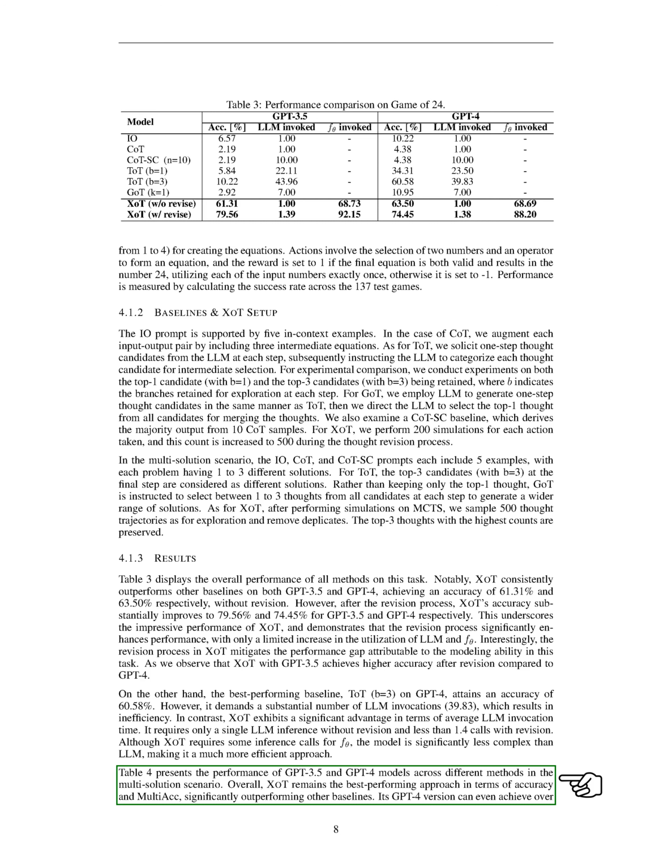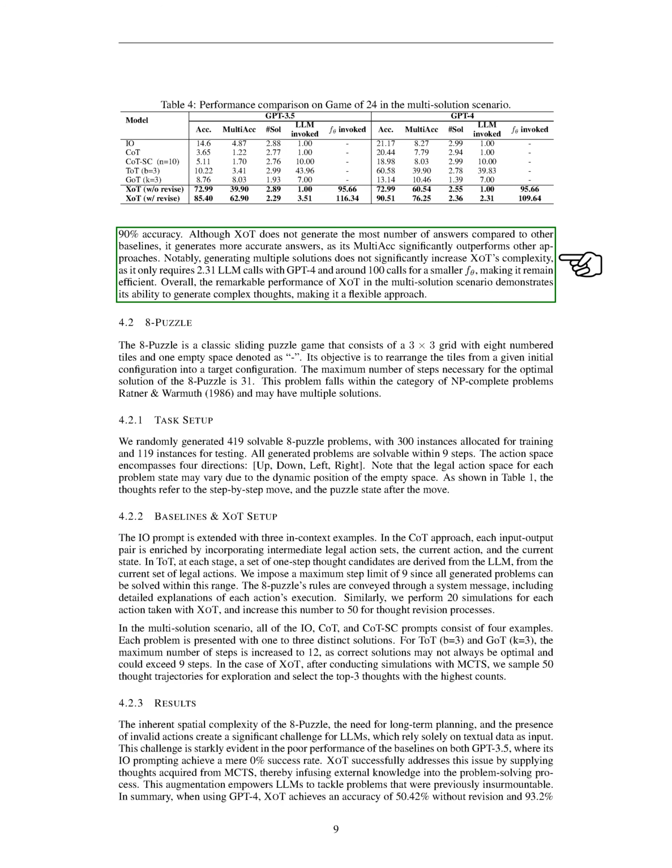The performance of GPT 3.5 and GPT 4 models across different methods in the multi-solution scenario is also presented. Overall, XOT remains the best performing approach in terms of accuracy and multi-ACC, significantly outperforming other methods. Its GPT-4 version can even achieve over 90% accuracy. Although XOT does not generate the most number of answers compared to other methods, it generates more accurate answers, as its multi-ACC significantly outperforms other approaches.